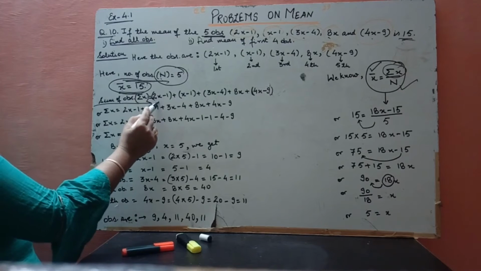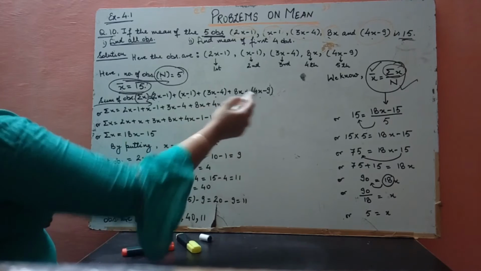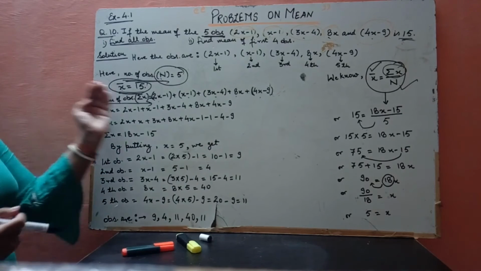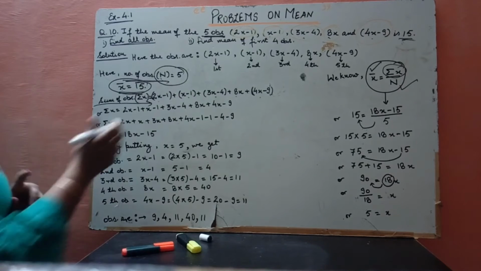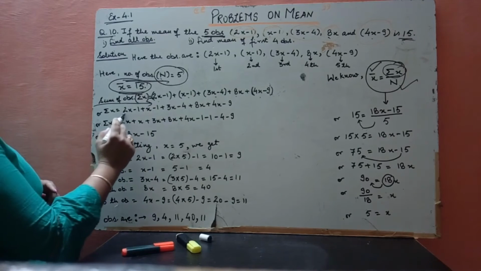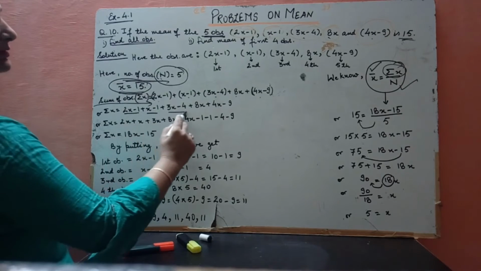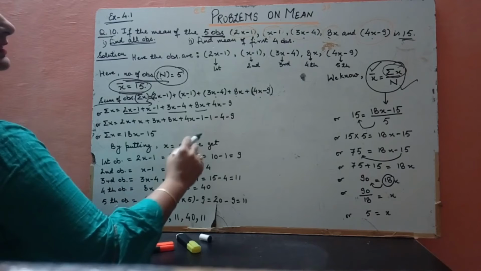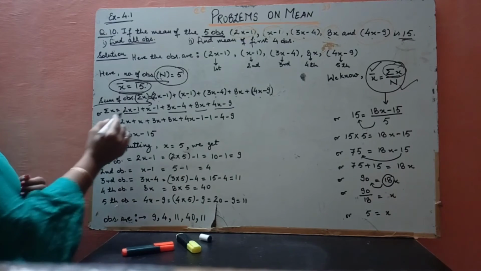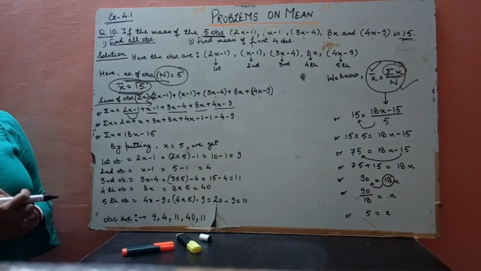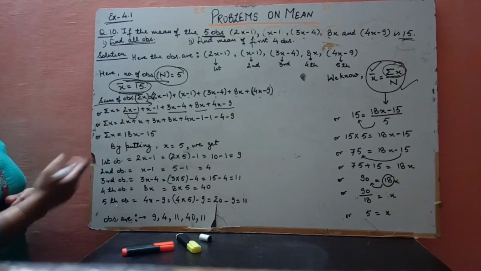First observation plus second observation plus third plus fourth plus fifth. When we add all these 5 observations we will get the sum of observations. So let's open the brackets here. 2x minus 1 plus x minus 1 plus 3x minus 4 plus 8x plus 4x minus 9. Now we can see that we cannot add 2x and 1. So we have to separate these algebraic expressions from the numbers.